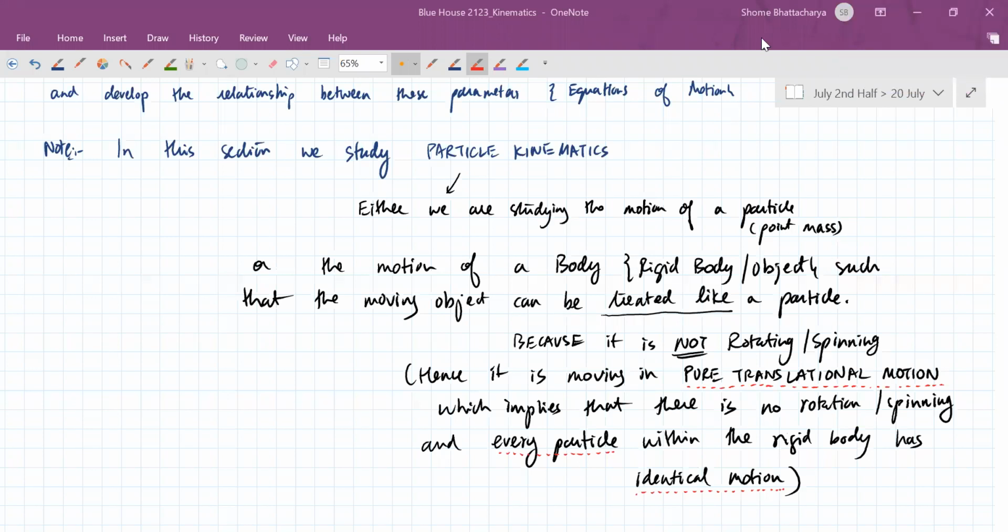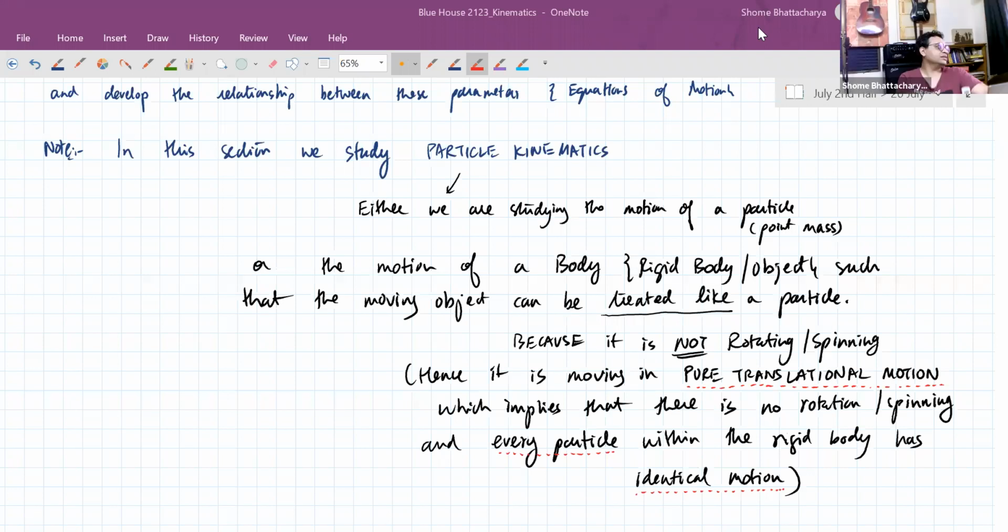Okay, sir, got it. Like for example, if you are sitting in a car and another car is overtaking you, then you see it moving slightly slower than it's actually moving, no? Because you yourself are also moving.